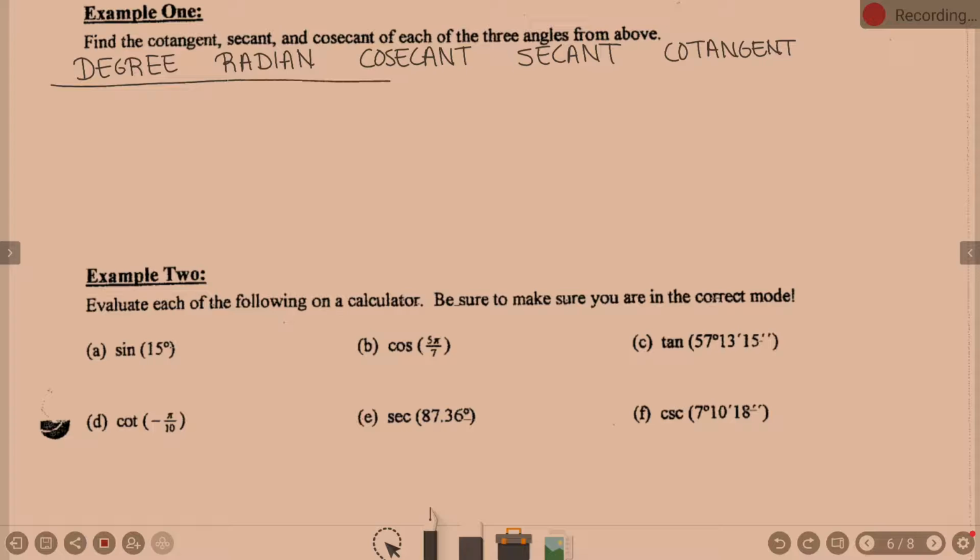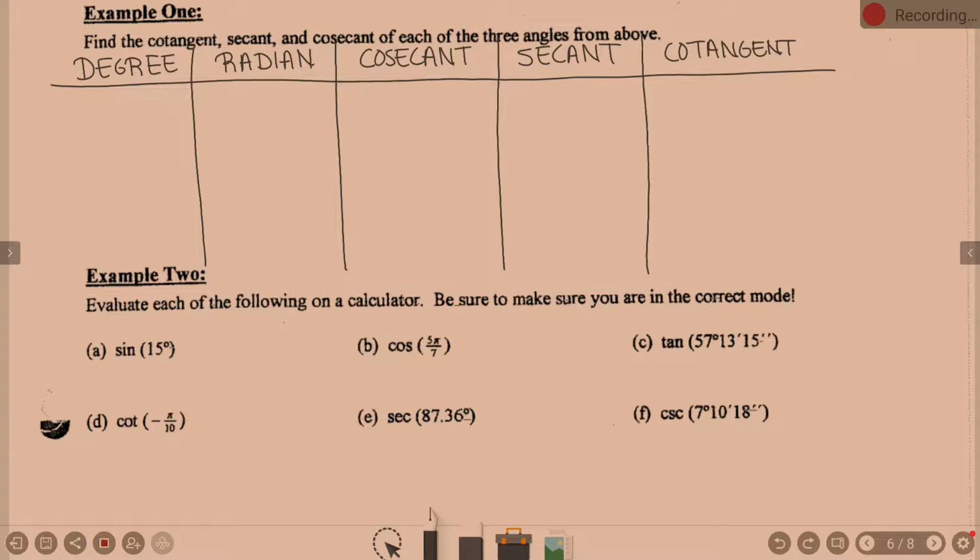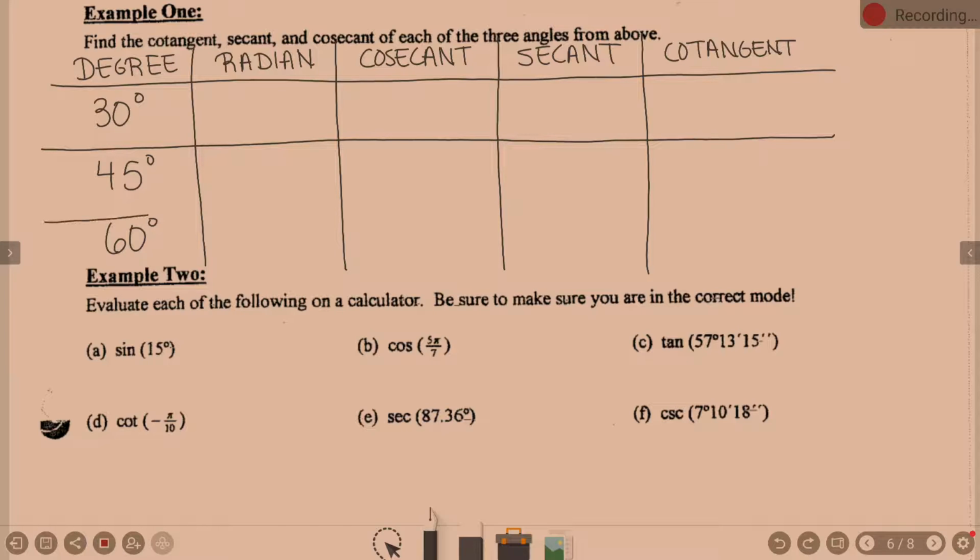Now here. Okay, degrees, radians, cosecant, secant, and cotangent. I'm going to have 3 rows below that. I'm going to have my 30 degree row, my 45 degree row, and my 60 degree row. Not horrible. Okay, you ready?